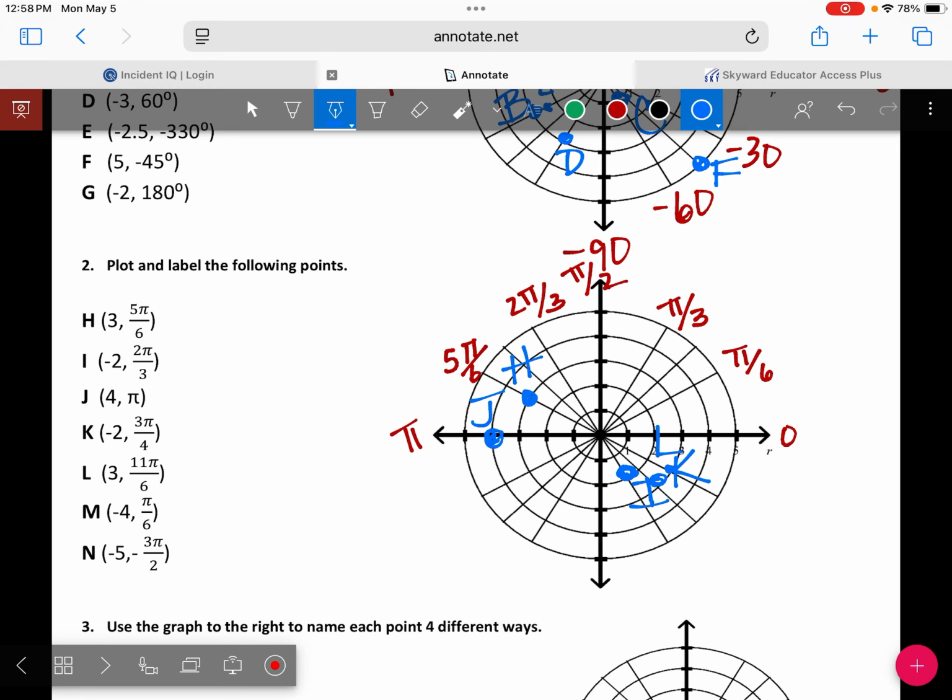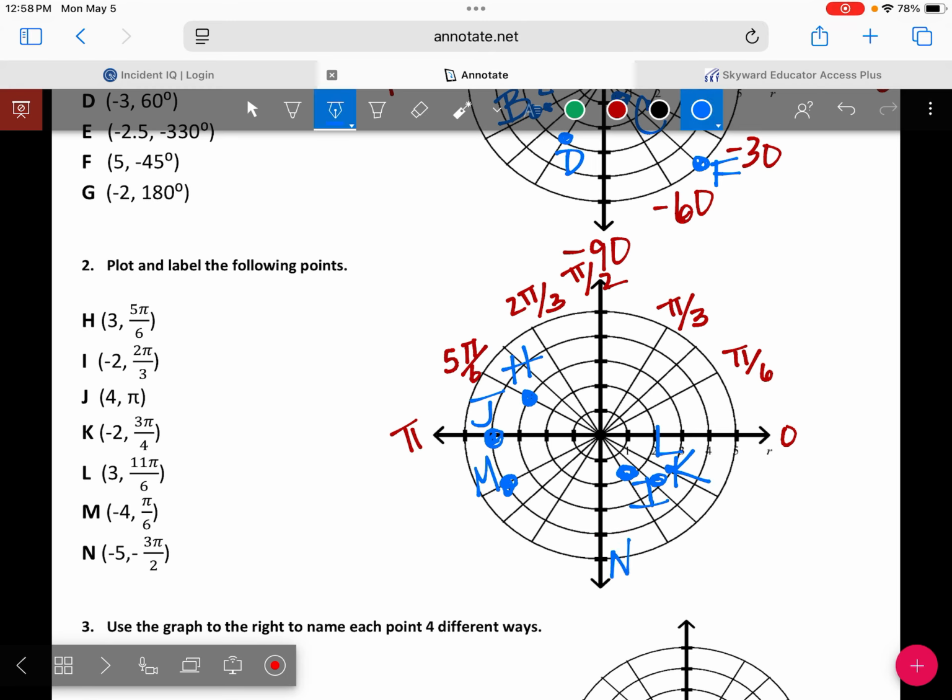And then we have M, which is pi over 6, but I'm going to go backwards. 1, because it's negative, right? So we got 1, 2, 3, 4, so it's going to be here. Lastly, negative 3 pi over 2. If you count backwards, 1/2, 1, 3 halves right here. Because it's negative, I'm going to count back 1, 2, 3, 4, 5, and N is right here.